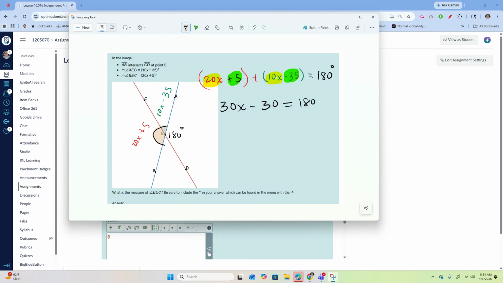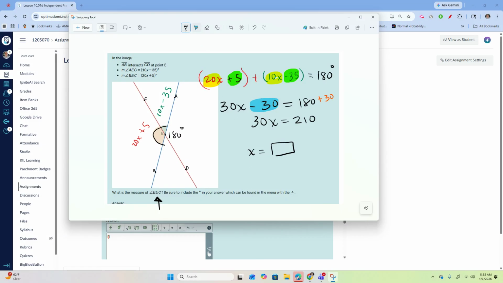I need to find the value of x to find the angle they asked me to find, which is BEC. So I need to find out x first. Now I'm going to do 2 steps to find x. First step, I want to get rid of subtracting 30. Always do the opposite of any addition or subtraction. How do you do that? The opposite of subtracting 30 is adding 30. So take the 180 and add 30. Now you're going to have 30x equals 180 plus 30. That's going to be 210.